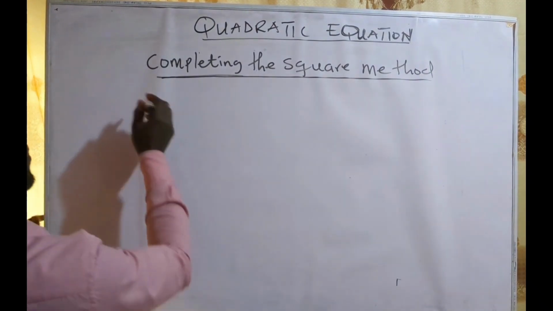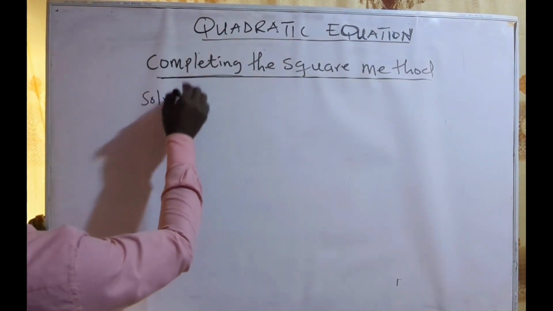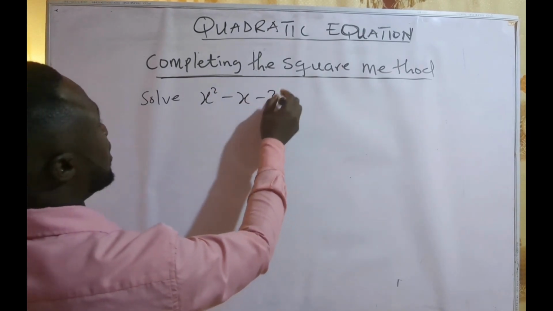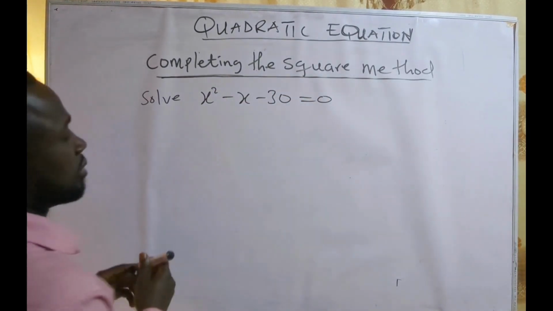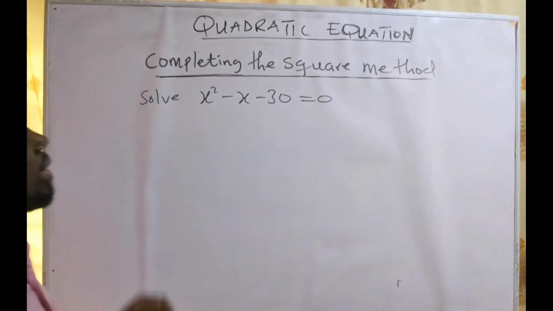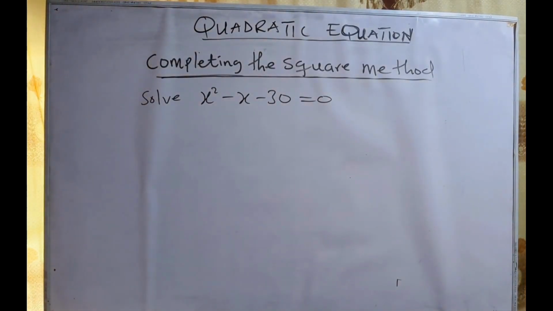Okay, so we are going to solve s squared minus s minus 30 equal to 0. I think when we were doing the factorization method, we solved this particular question, and we are going to solve it using the completing the square method.